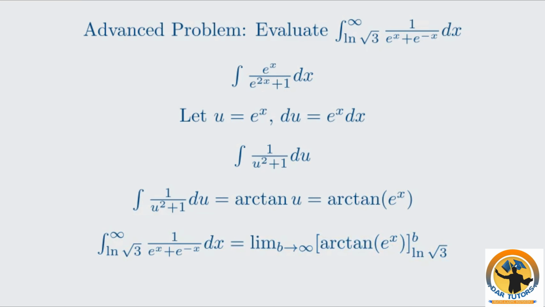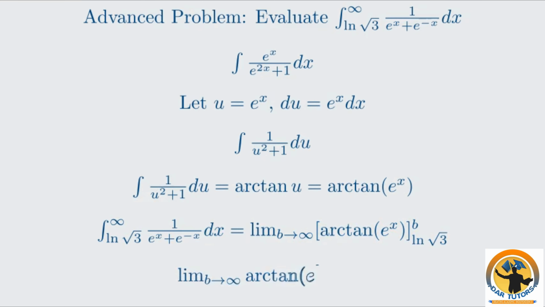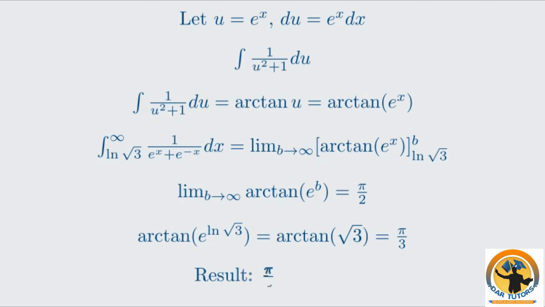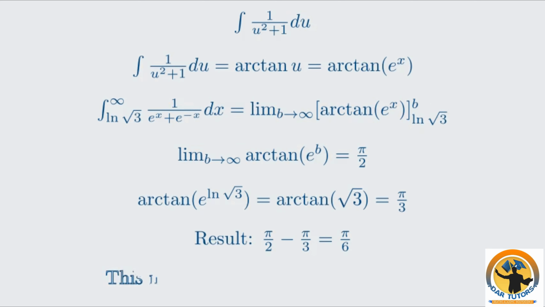Let's evaluate the limits. As b approaches infinity, e to the b also approaches infinity, and arctan of infinity is pi over 2. For the lower limit, e to the ln root 3 is just root 3, and arctan of root 3 is pi over 3. So the value of the integral is pi over 2 minus pi over 3, which equals pi over 6. This integral converges to a finite value.